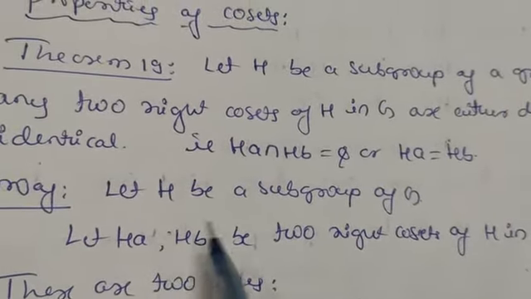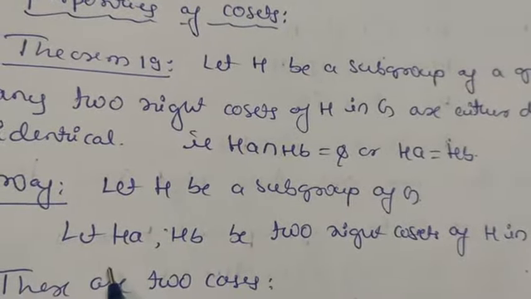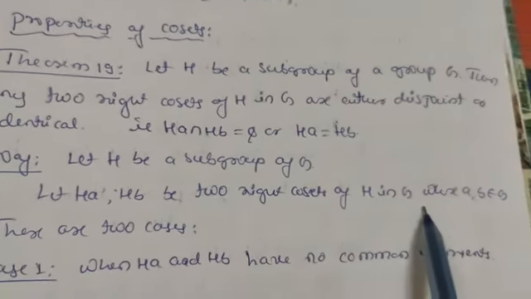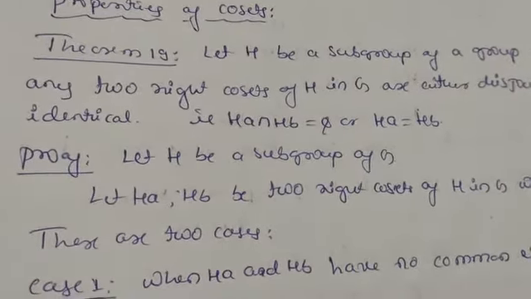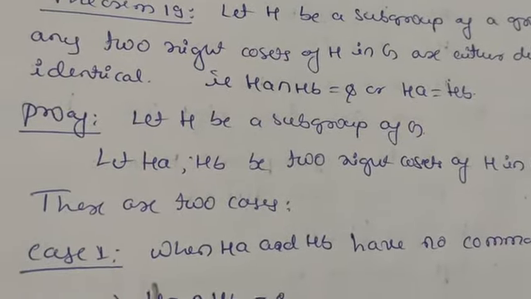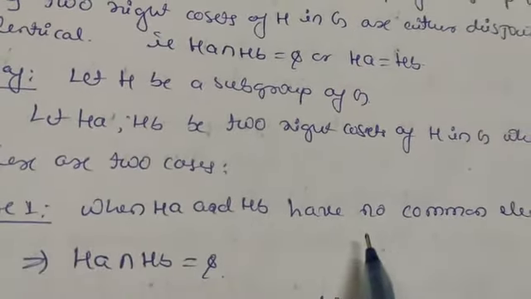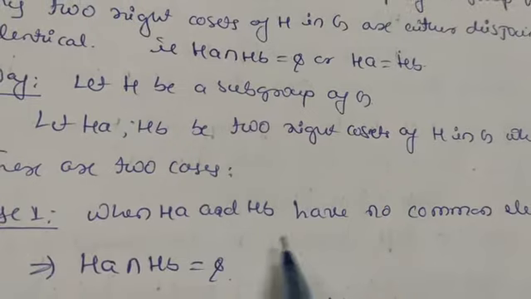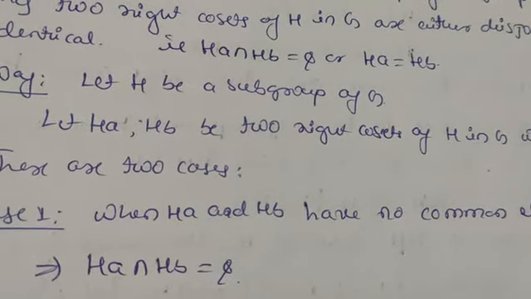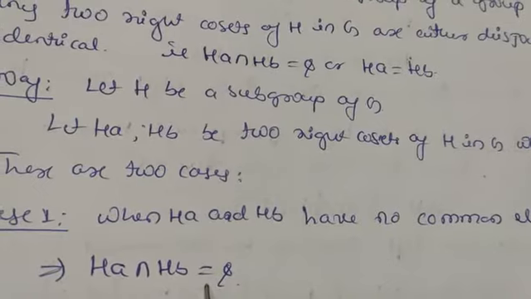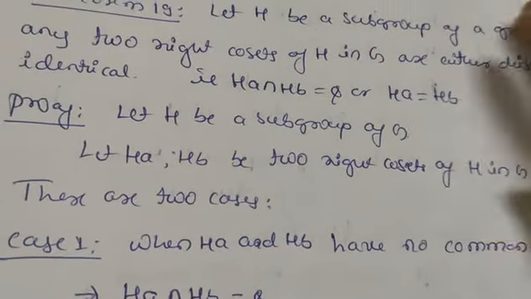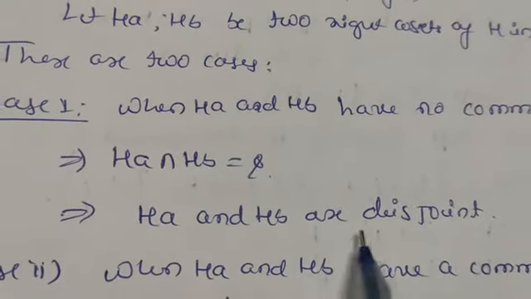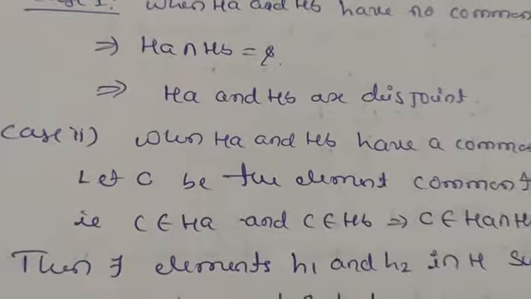Suppose let H be a subgroup of G. Let HA and HB be two right cosets of H in G, where A, B belong to G. There are only two cases that arise here. Case 1, when HA and HB have no common element. Then their intersection is equal to phi, the null set. HA intersection HB is equal to phi. So this implies HA and HB are disjoint, meaning they don't have any common element.